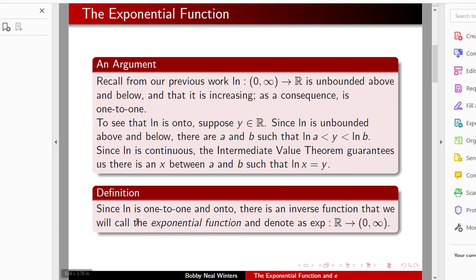Okay, we will call the inverse of the natural log function the exponential function and denote it exp, from the real numbers onto the positive real numbers.